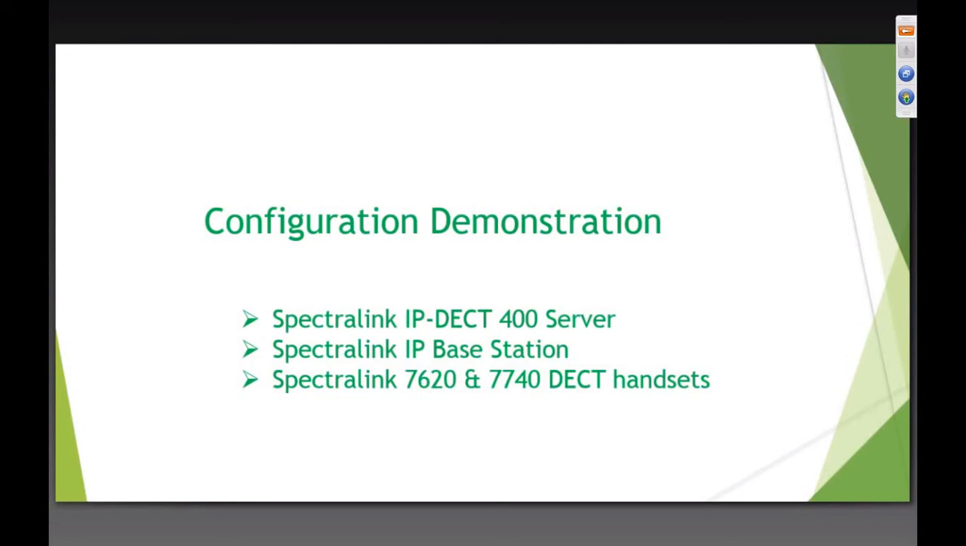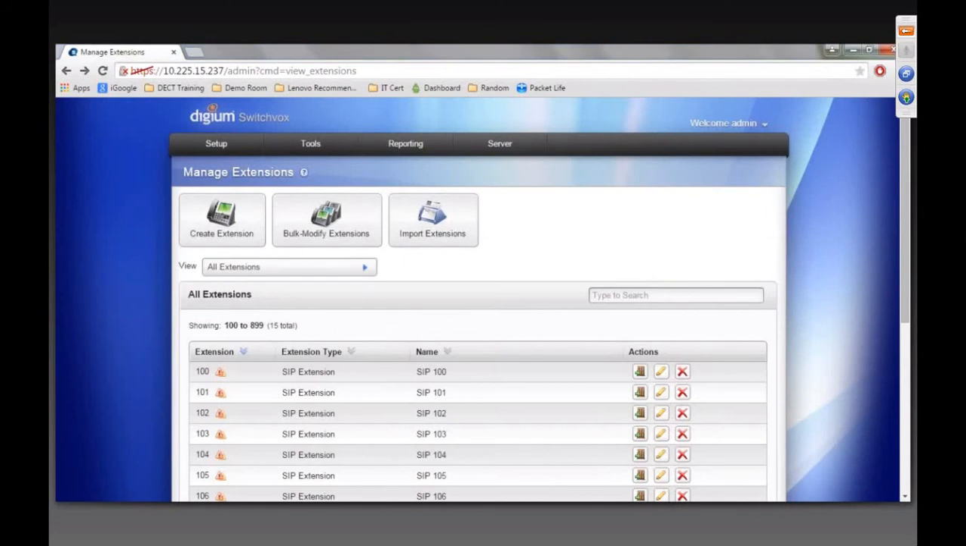For the configuration demonstration today, we'll be configuring a Spectralink IP DECT Server 400 and a Spectralink IP DECT base station, as well as a couple of Spectralink DECT handsets. So I'll now flick over to our configuration, and I just want to start by pointing out that we're using a Digium Switchvox call server or IP PBX for our interoperability, and we've got a number of SIP extensions you can see here starting at number 100. We'll be using a couple of those for configuring with the DECT solution, so we can have a couple of DECT handsets as SIP extensions on this call server.